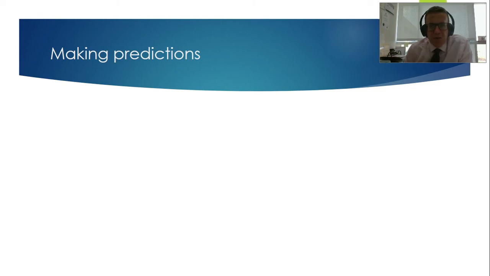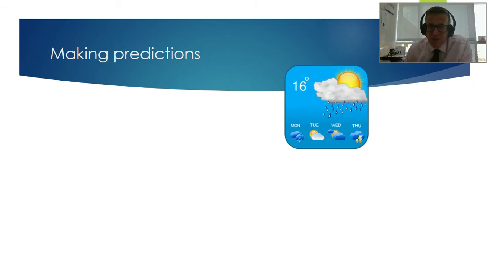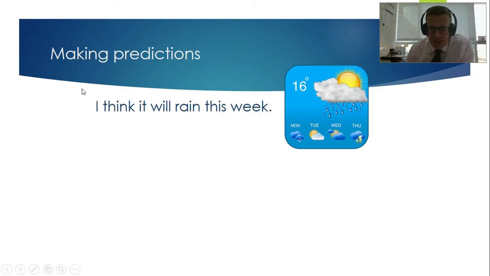So now the grammar of making predictions. What is a prediction? A good example of a prediction is the weather. The weather is something we might check on our phone, on a computer. We might look outside the window to see what the weather will be like in the future, so we can plan our evening or our weekend. So here's an example of a prediction. I think it will rain this week.